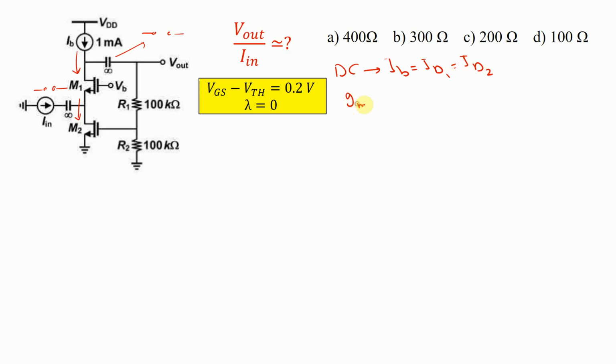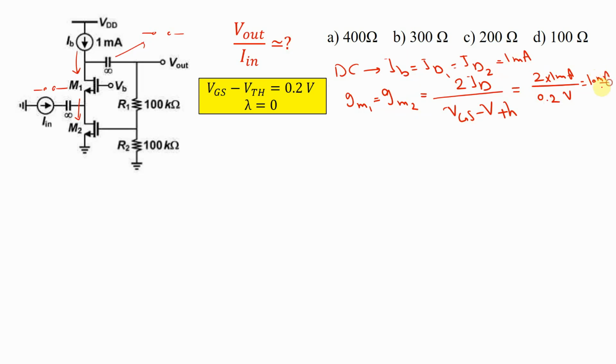So I can calculate gm1, which is equal to gm2, for my AC problem, because in AC we have to model the transistor with gm. One of the formulas for gm, which has 3 formulas, which one is best suited for this question? 2 I drain divided by VGS minus V threshold. This is the best formula here because we have I drain, which is 1 milliamp, and we have VGS minus V threshold. So 2 times 1 milliamp divided by 0.2 volt, which is equal to 10 milliamp per volt. This is the answer for gm.